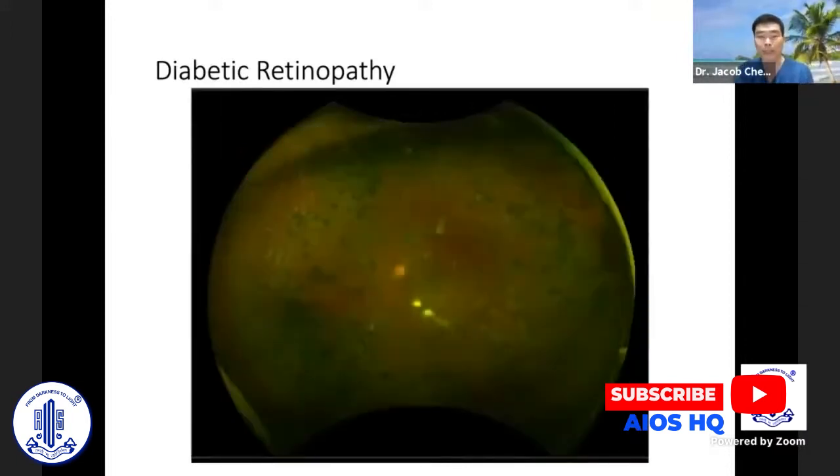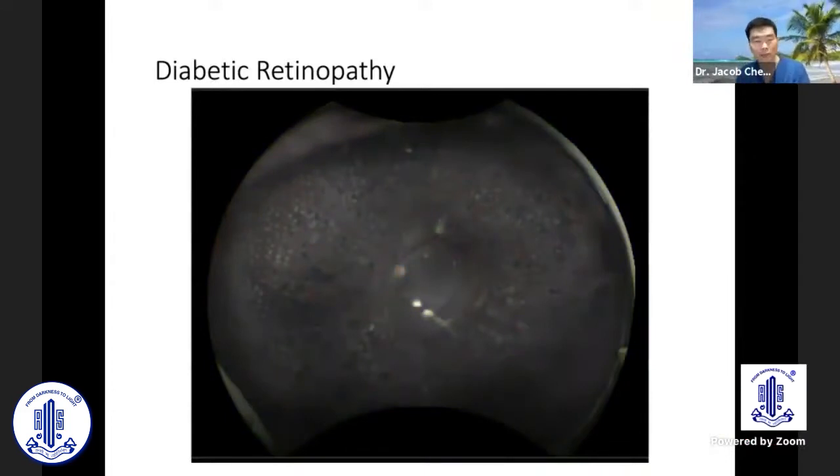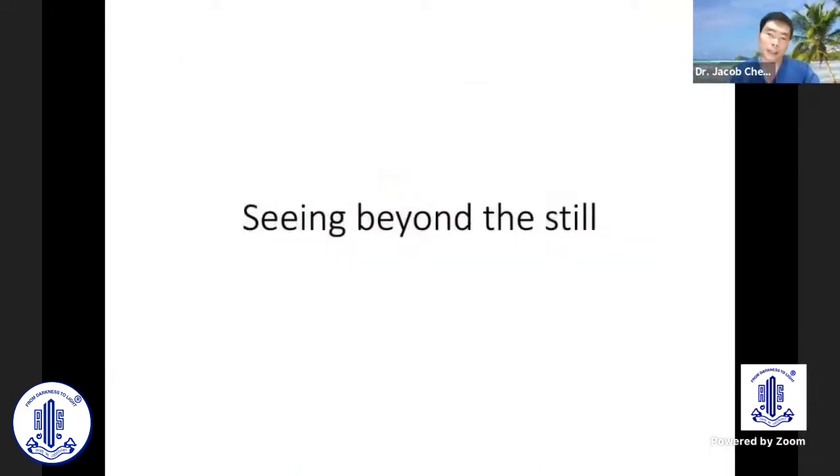Again, post top-up laser, you can again apply the green channels or green laser to show them that it has been nicely topped up. How about seeing beyond the still photograph? What is seeing beyond the still?